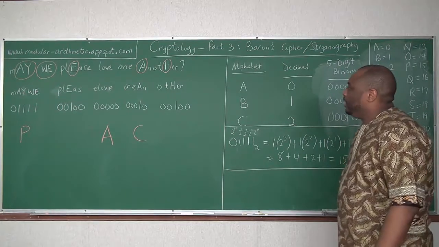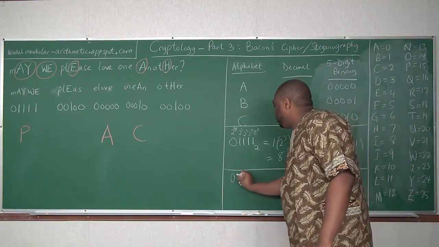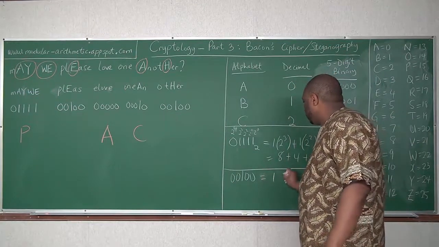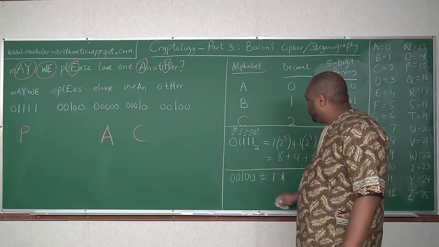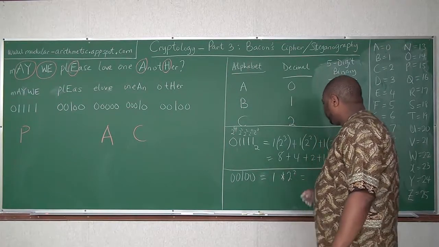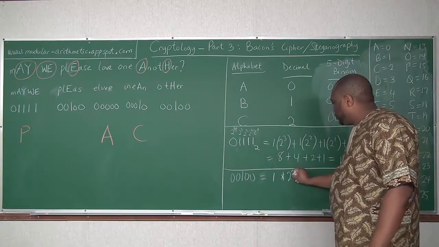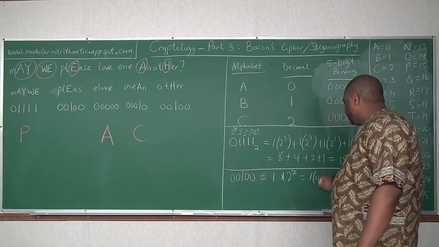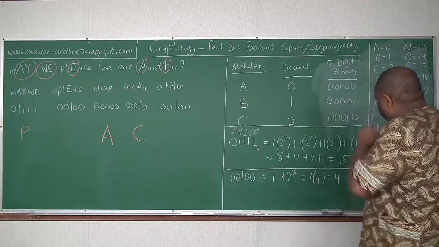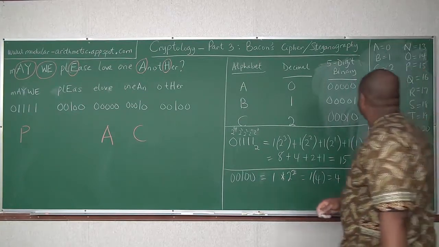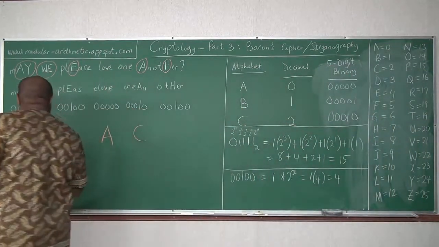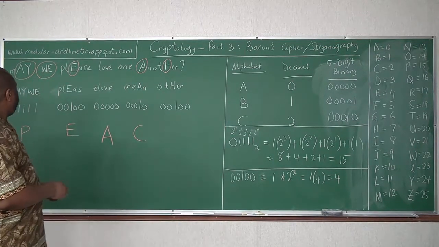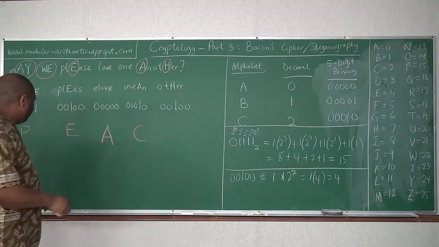This ain't politics, bro. Okay, this one, 0, 0, 1, 0, 0. This is actually only 1 times 2 raised to power 2, 2 squared. So 1 times 4, which is 4. What is our 4? E. Our 4 is E, and this is the same thing, this is E.